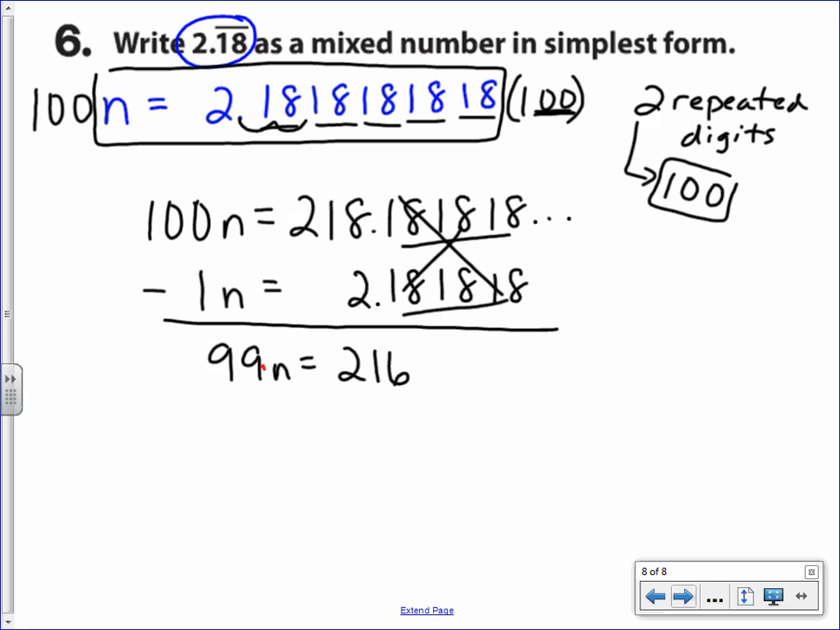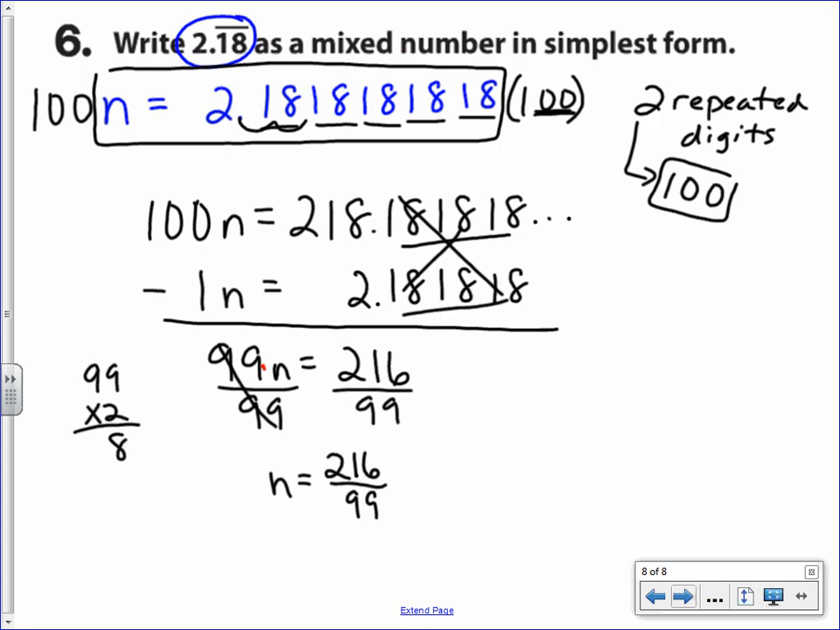The opposite of times 99 is divide by 99. That leaves us with n equals 216 over 99, but that's an ugly number. They want it as a mixed number. So I know that 99 goes into 216 twice. That gives me 198. So I count up 2 to 200 and then add 16 more, which gives me a difference of 18. So that equals 2 and 18 over 99.